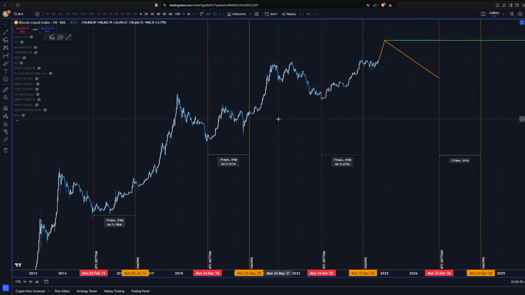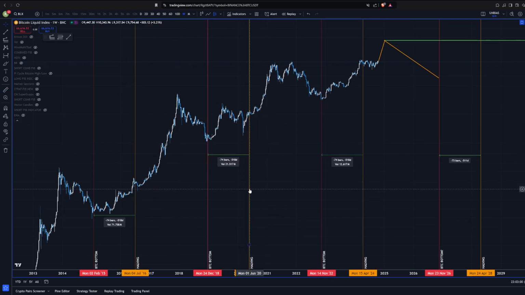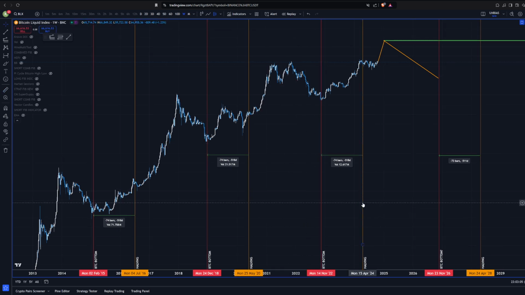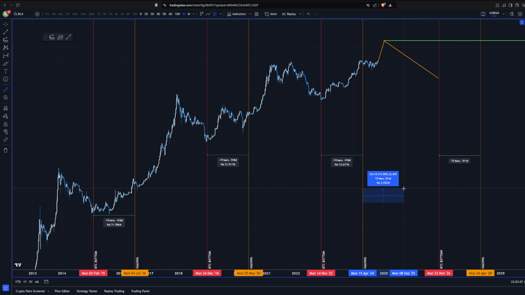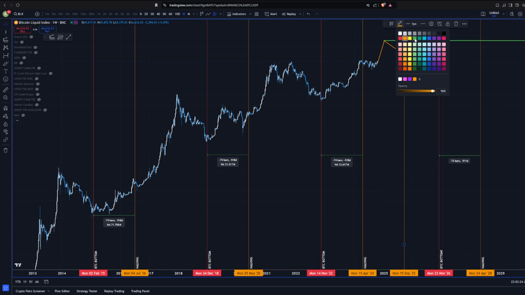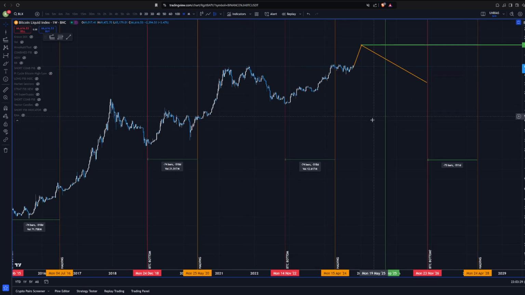In previous cycles, we saw that the top occurs approximately 500 days after the halving, right? 520 days or whatever. So by that logic, we would be looking at around that September to October period of 2025, right? I'll put a line of the current anticipated top, right? And where that would generally occur.